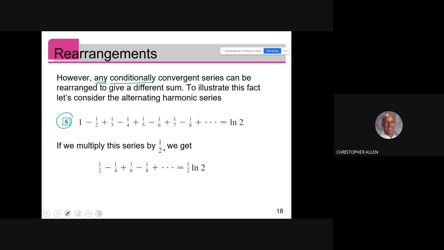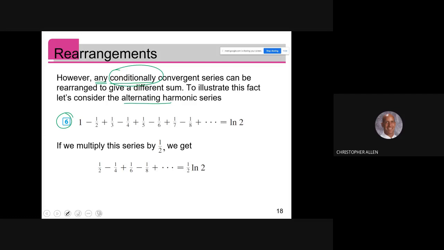Do you guys remember this one here? Do you guys remember what we called the name of this one? Oh, I guess I wrote it here, didn't I? The alternating harmonic series. We showed that that was a convergent series, correct? However, what do we know about the harmonic series? It is divergent, correct? Therefore, what do we know about the alternating harmonic series? It is conditionally convergent.